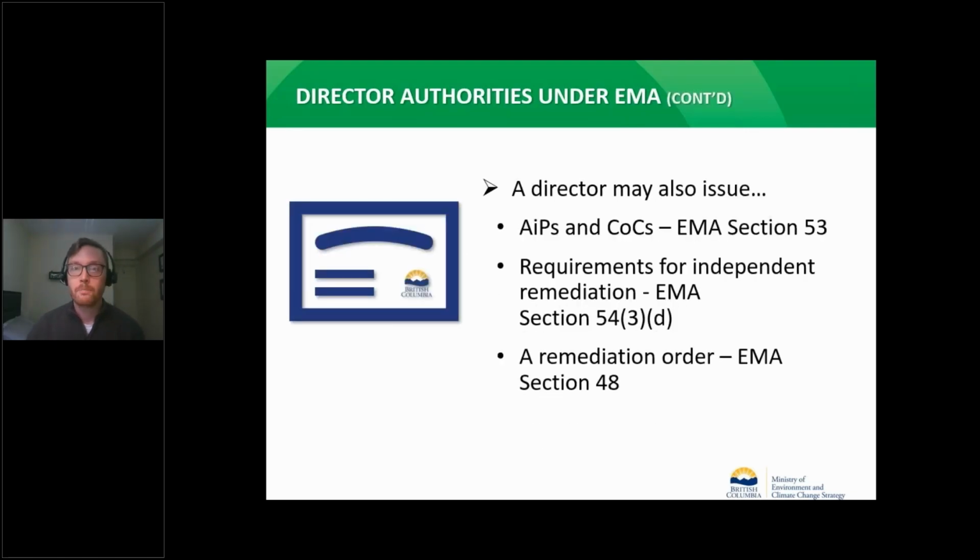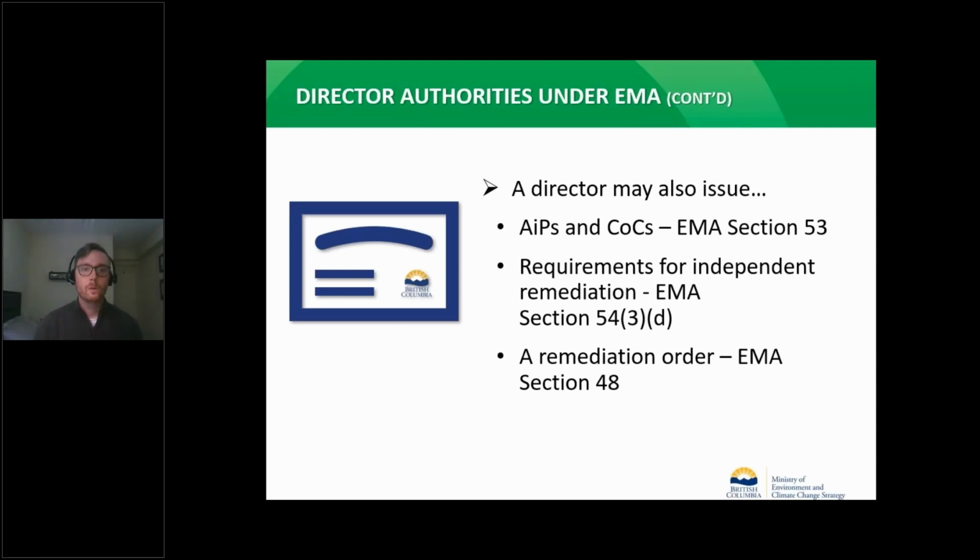More examples of discretionary powers of the director include certifications such as approvals in principle, or AIPs, as described in EMA Section 53.1.1. A director may issue an approval in principle stating that a remediation plan for a contaminated site, A, has been reviewed by the director, B, has been approved by the director, and C, may be implemented in accordance with the conditions specified by the director. And certificates of compliance, or COCs, EMA Section 53.3. A director may issue a certificate of compliance with respect to remediation of a contaminated site.